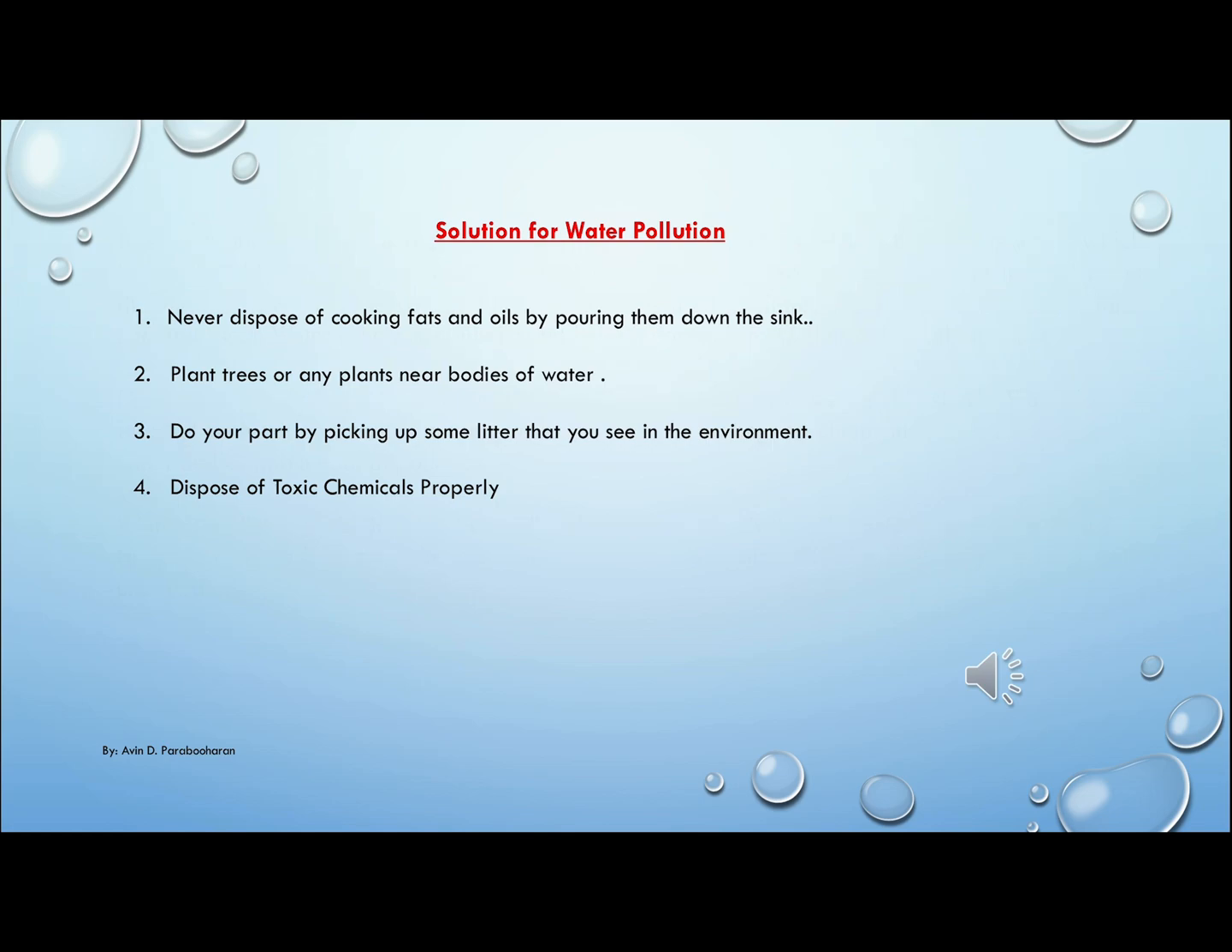Solution for water pollution. Number 1. Never dispose of cooking fats and oils by pouring them down the sink. Number 2. Plant trees or any plants near bodies of water. Number 3. Do your part by picking up some litter that you see in the environment. Number 4. Dispose of toxic chemicals properly.